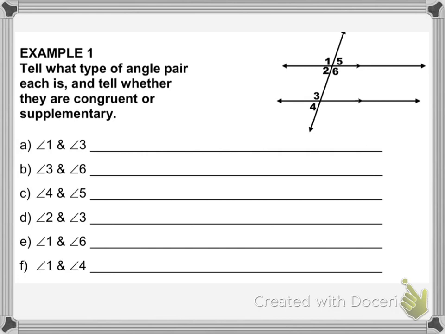So A has angle 1 and angle 3. Those are both in the same position of each intersection. They're in the upper left, so that means they are corresponding. In corresponding, I always remember because it starts with a C, that means those angles are going to be congruent, and you can just use the symbol for that.